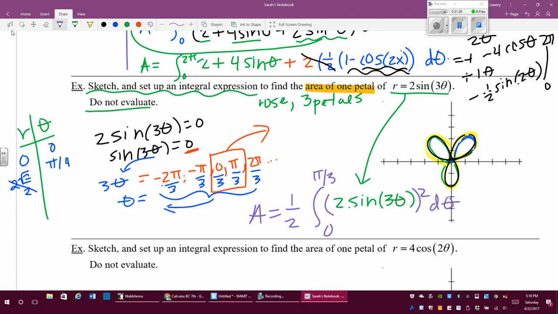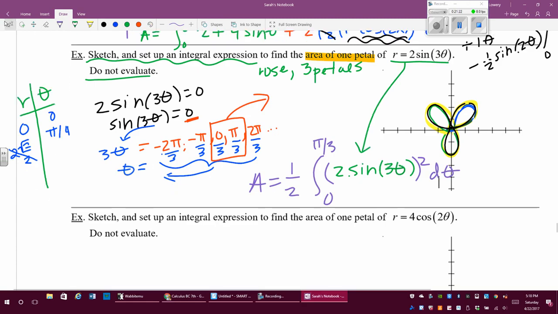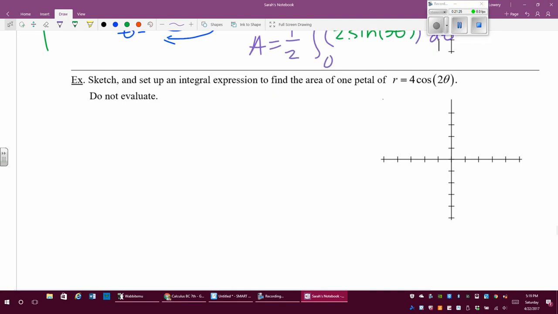Okay, let's do one more and call it a day. Sketch and set up an integral expression for the area, again, of one petal of 4 cosine 2 theta. Okay, things I know right off the bat. This is a rose curve. It's cosine, so it's symmetric over x. It has an n that's even right there, so we're going to double that. It has 4 petals.